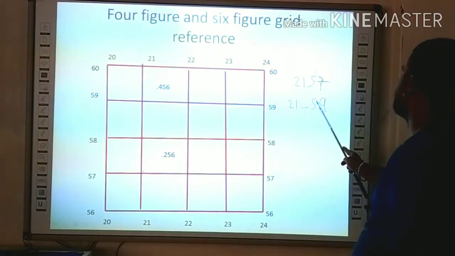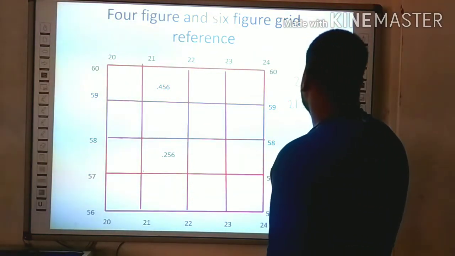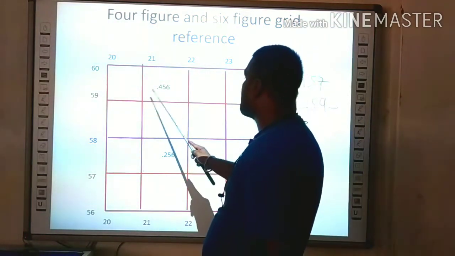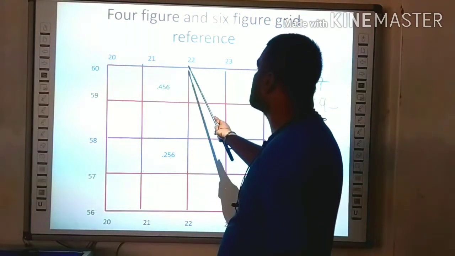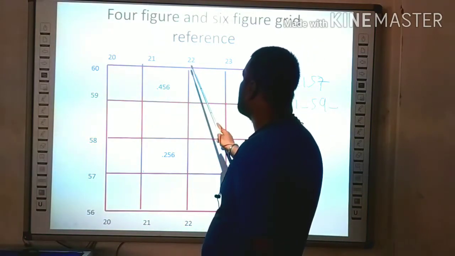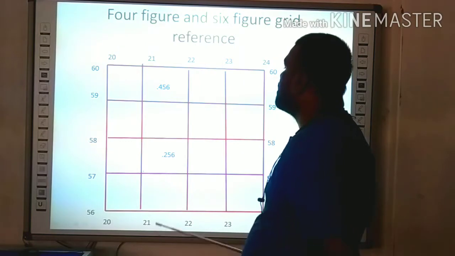Now how many figures did you get? You got 4 figures. You need to find 6-figure, so now you have to find 2 more. Now how will you find? As I have said earlier, each side of a grid is of 2 centimeter.